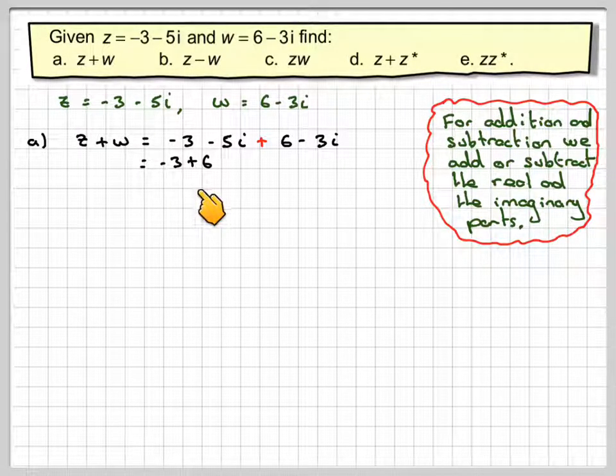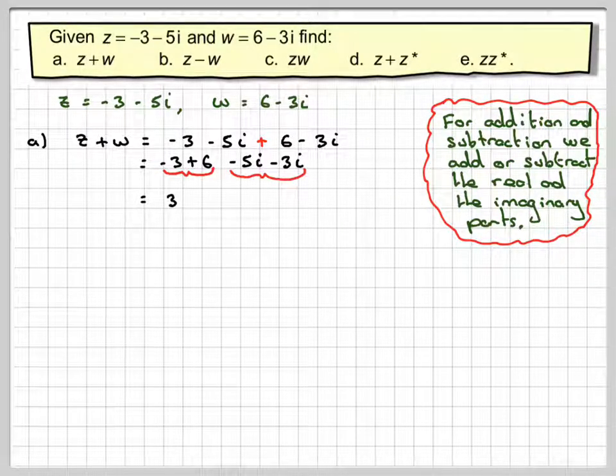So that becomes minus 3 plus 6, putting the real bits together, minus 5i minus 3i, putting the imaginary parts together. So it's going to give me minus 3 plus 6, which is 3, and then minus 5i minus 3i is minus 8i. So the answer is 3 minus 8i.